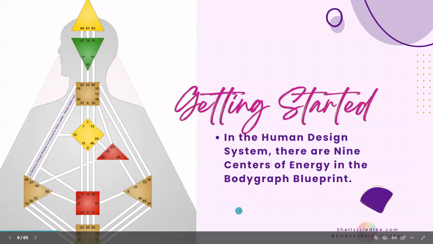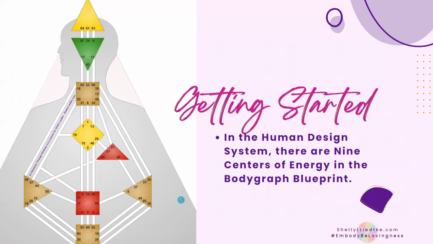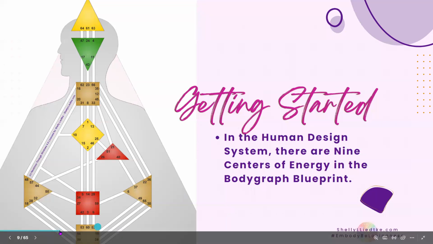Okay, so to start our presentation this morning, in the human design system, there are 9 centers of energy in the body graph blueprint. So if you count these, then there are 9 of them. And I think it's the most engaging thing that you first notice when you look at a chart or a body graph.